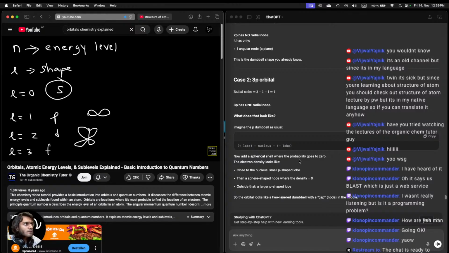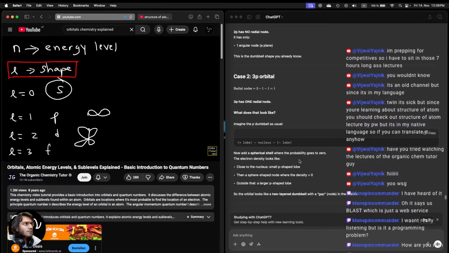L describes the shape of the orbital, and n, the principal quantum number, describes the size and the energy level of that orbital.